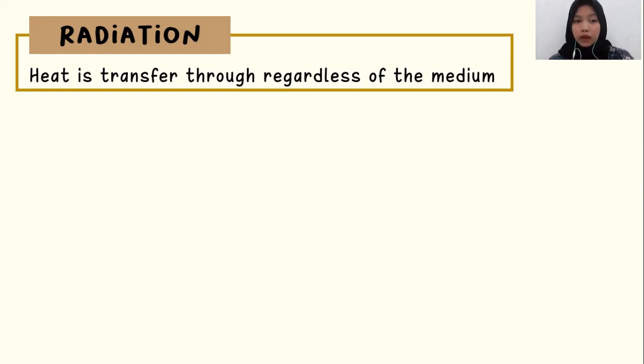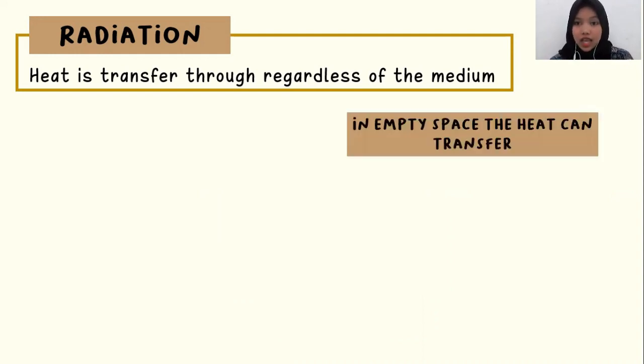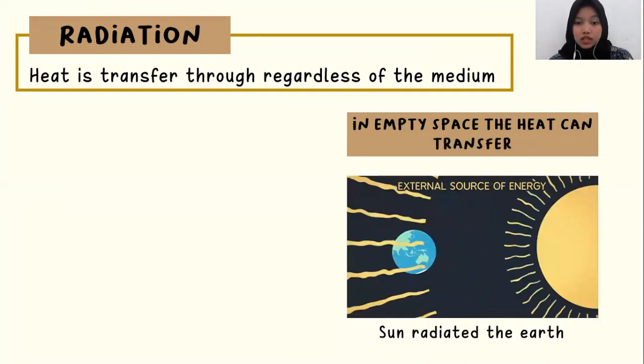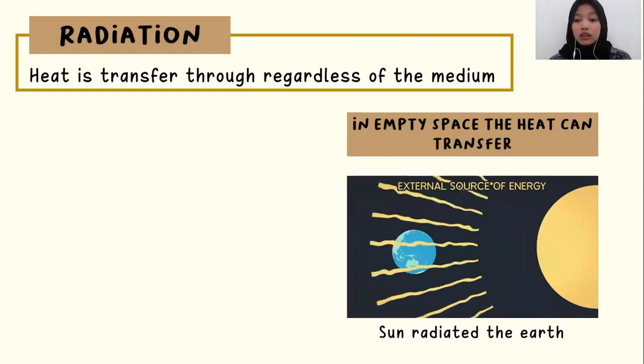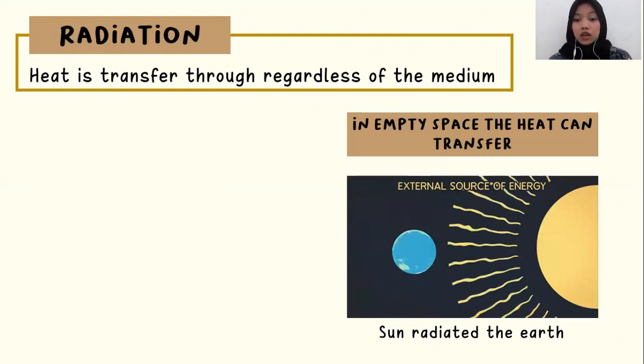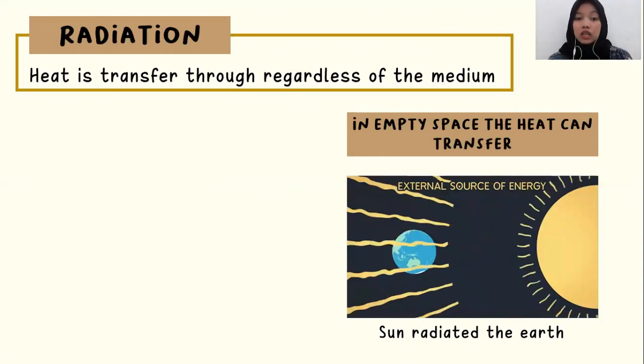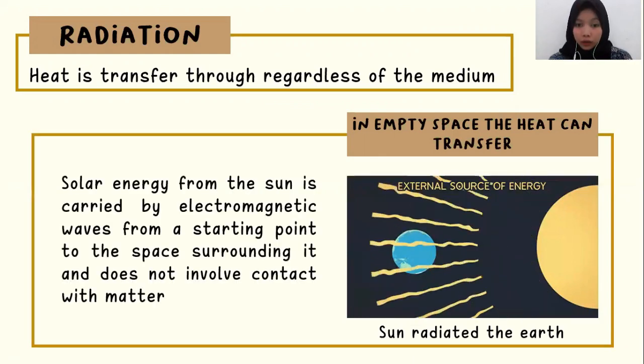Even in empty space, heat can transfer. So it's called radiation. What is the proof? Yes, it's about the sun and the earth. The sun radiates to the earth by electromagnetic waves.